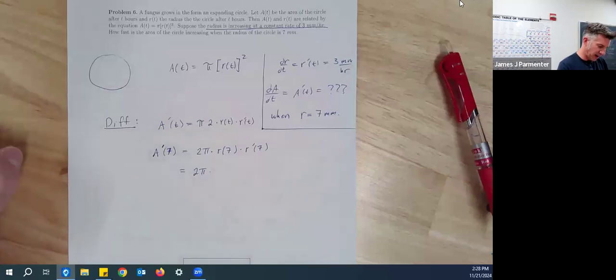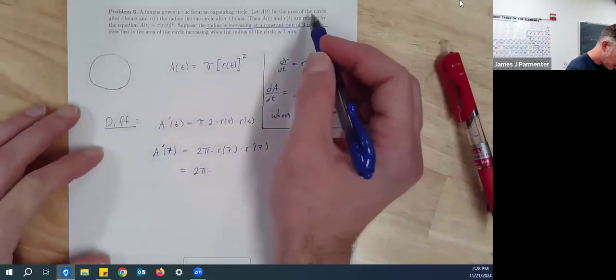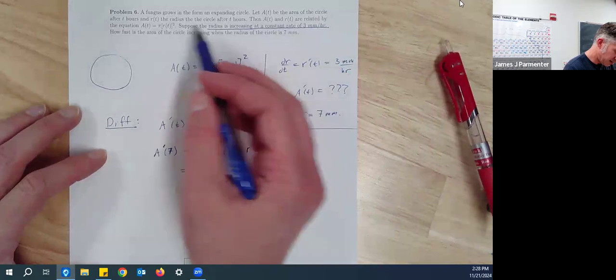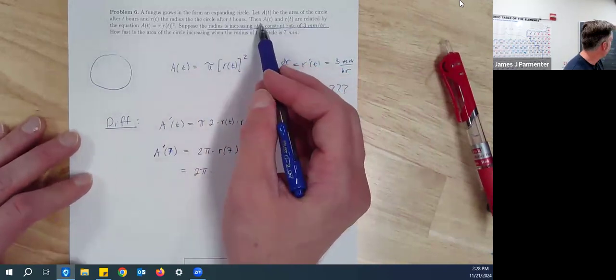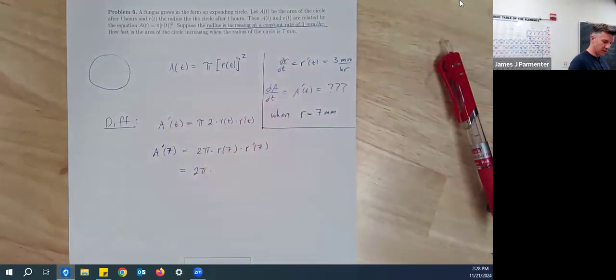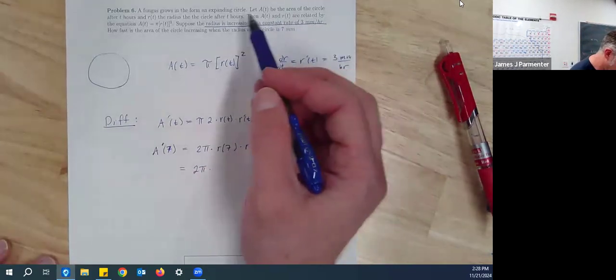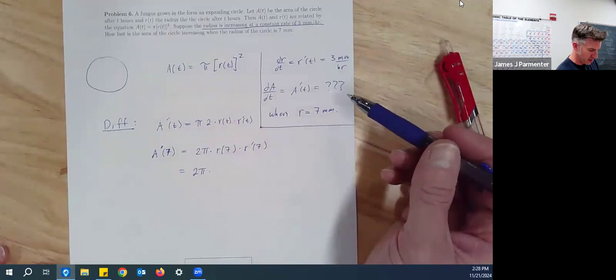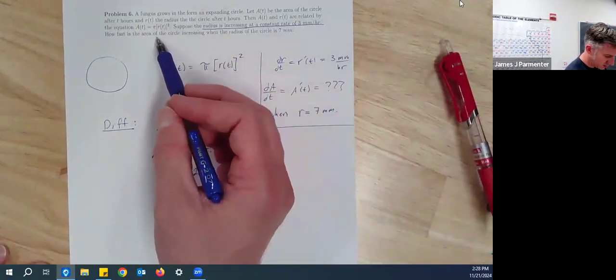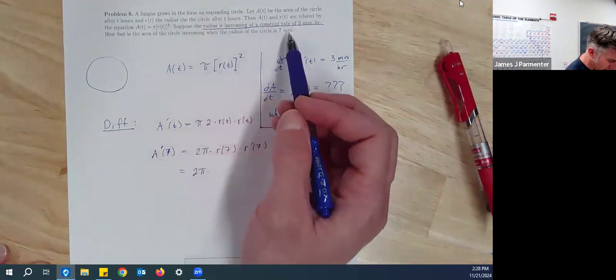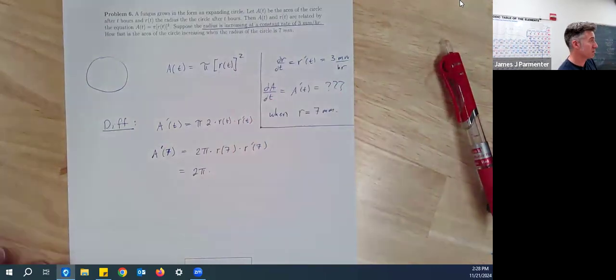No, that's all right. I take it back. It's fine. Yeah, no, I take it back again. It's not that fine. It's fine, but you have to make an assumption, which is pretty standard. They're telling us that the radius is increasing at a constant rate of 3 millimeters per hour. And then they ask us, how fast is the area of the circle increasing? I made a mistake.